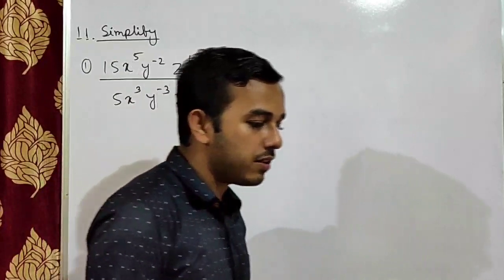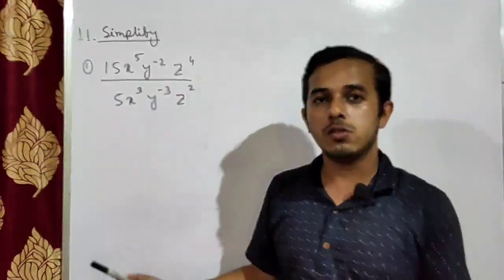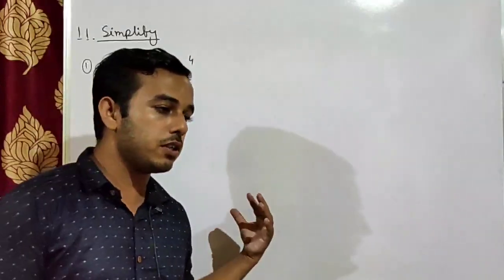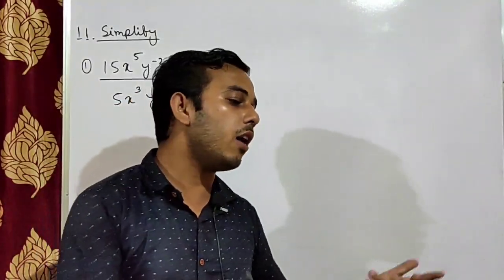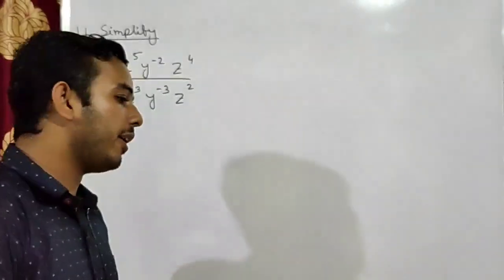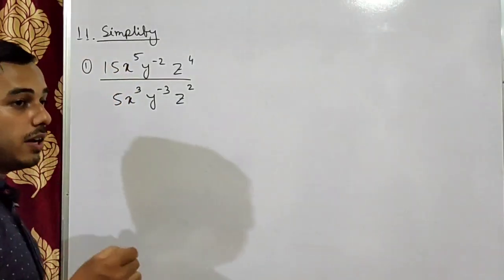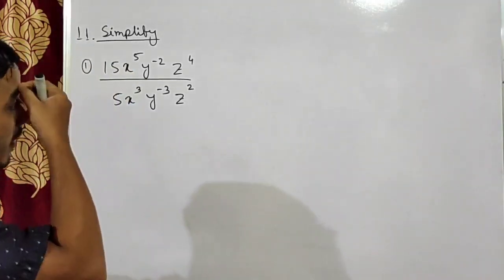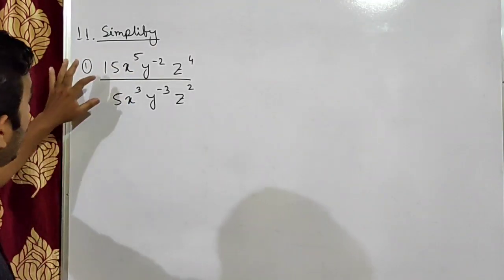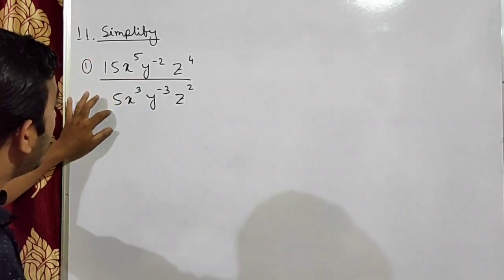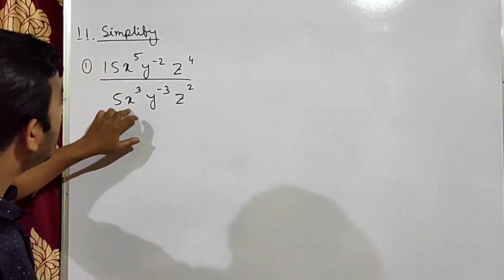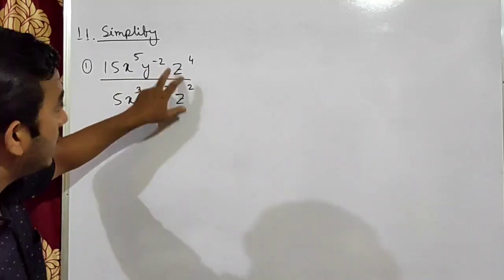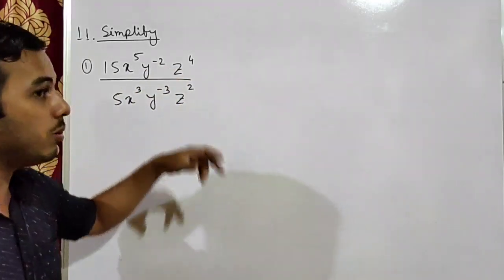Here the question asks us to simplify. So how can we simplify? Simplify means to express the expression in the simplest form. Anyhow you can simplify, do whatever you like, but the answer must be correct and it must be in the simplest form. First, we divide one by one: 15 divided by 5, then x to the power 5 divided by x to the power 3, y to the power minus 2 divided by y to the power minus 3, z to the power 4 divided by z to the power 2.